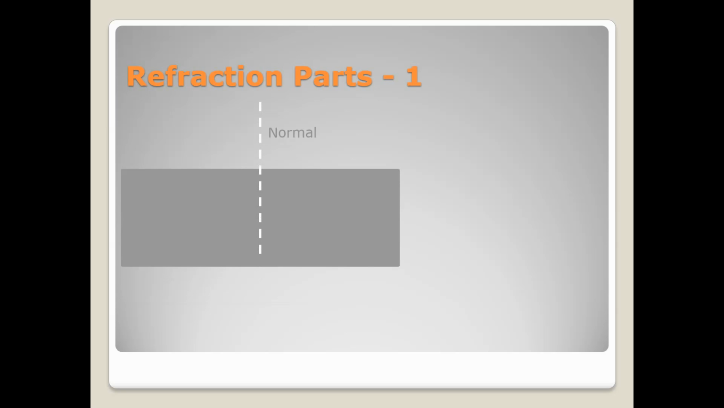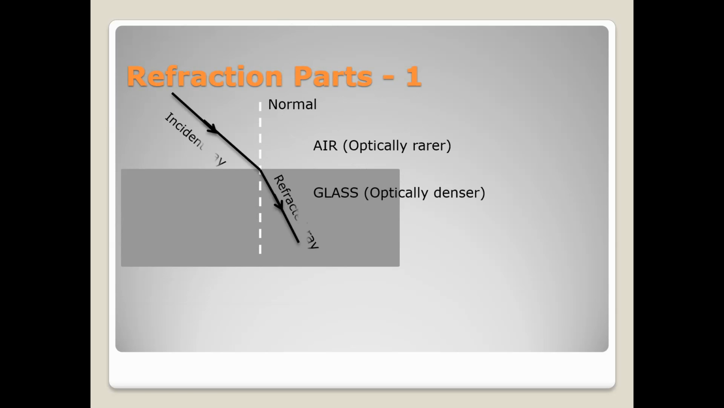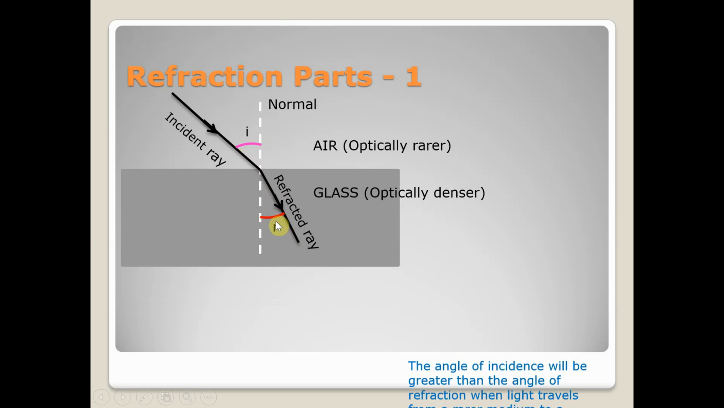Now, I will divide refraction into two parts and teach you. Part number 1. As you can see, there is a glass piece and a normal. And now here come the names. Air is the optically rarer medium and glass is the optically denser medium. This is the incident ray and this is the refracted ray. These are the angles. This is the angle of incidence and this is the angle of refraction.